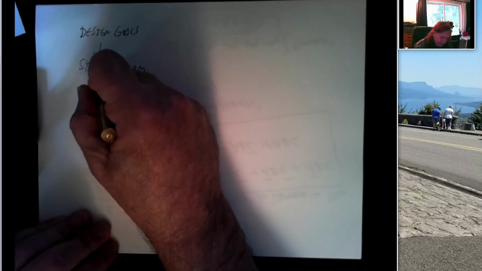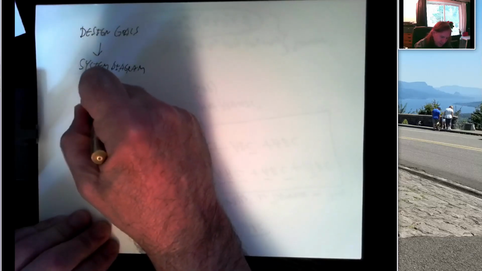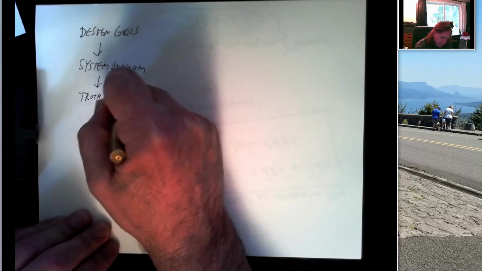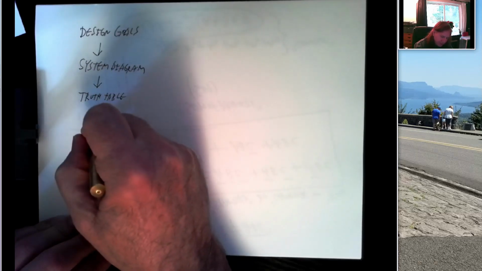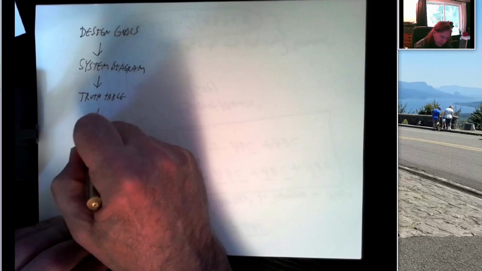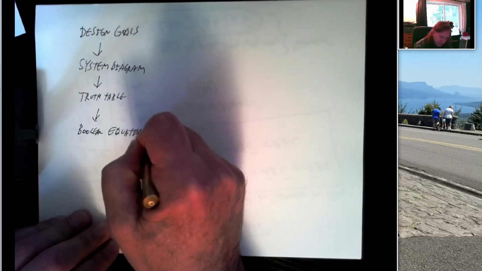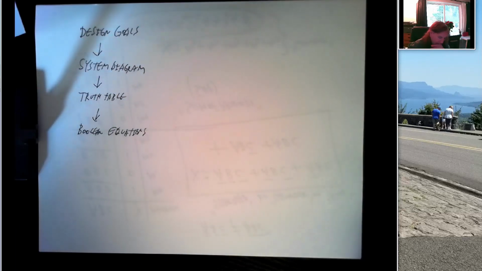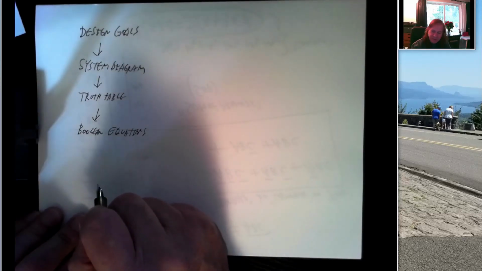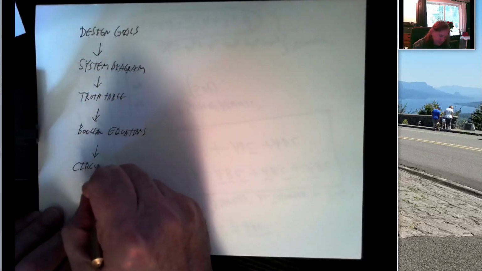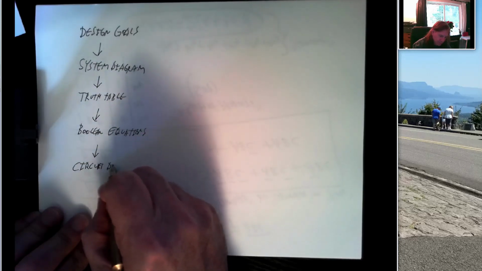And then from there, we can capture the behavior by writing a truth table. Once we have a truth table, we can write a Boolean equation, or equations if there's more than one output. And from the Boolean equations, we can now make a circuit diagram. And so this is the last step of our process.